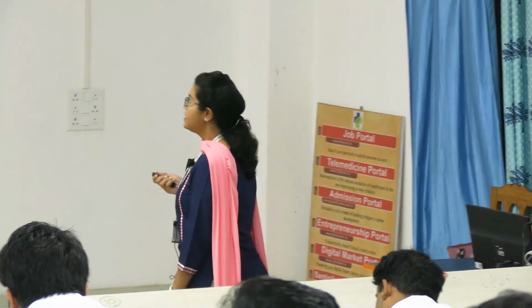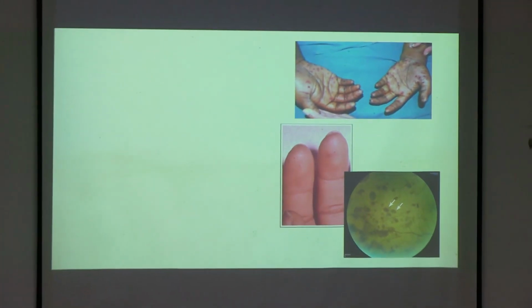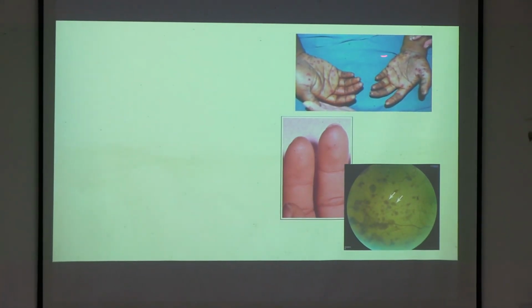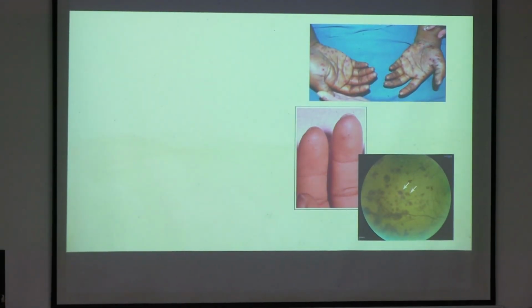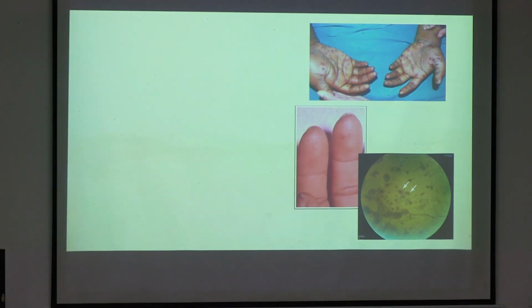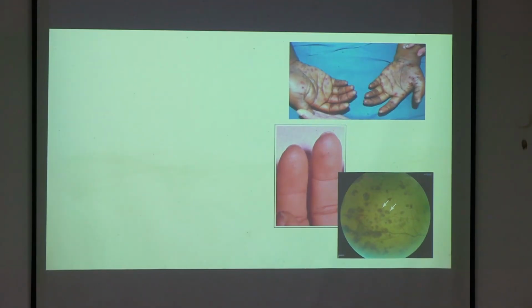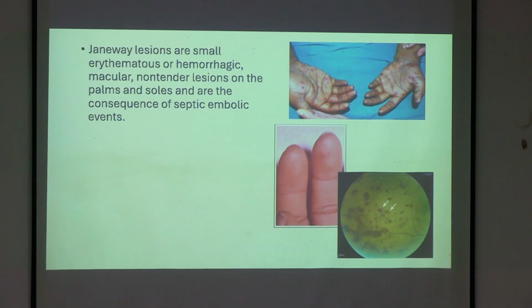So can you see what this is? Can you tell, just the names I have told just now? Can you appreciate what this is? Osler's node, then Janeway lesion, then Roth spot. So anyone? This is Osler's node. This one? This is Janeway lesion, okay.